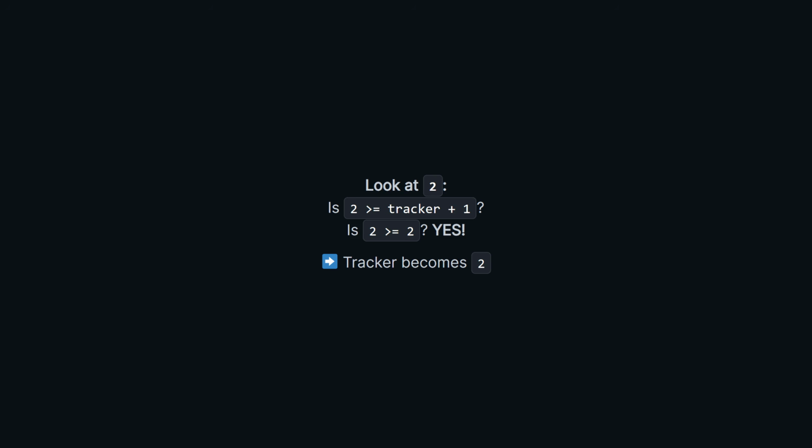We look at the next number, which is 2. We check, is 2 greater than or equal to our tracker plus 1? Yes, 2 is equal to 2, so our tracker goes up to 2. Then we look at the 4. Is 4 greater than or equal to our tracker plus 1, which is 3? Yes, it is, so our tracker goes up to 3, which is our final answer.